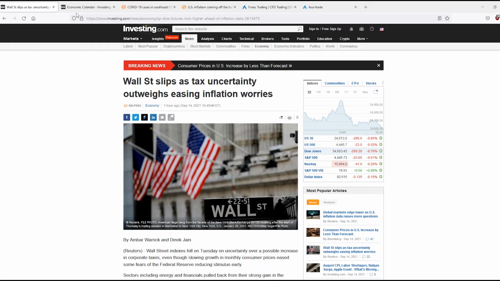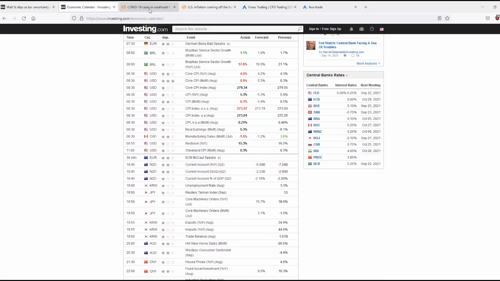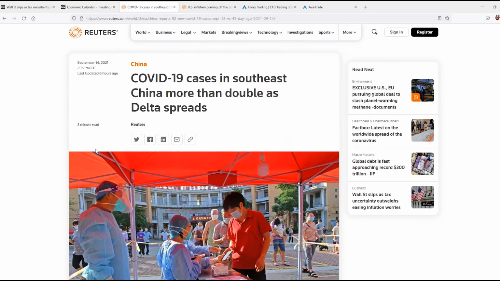Okay, opposing headlines. And then what we look at here, COVID-19 cases in Southeast China more than double as Delta variant spreads. I alluded to that earlier. That's negative sentiment right there, along with the negative sentiment about possible corporate taxes being raised in the US if the Democrats have their way. And they control the House, they control the presidency, and they're not far off from controlling the Senate.